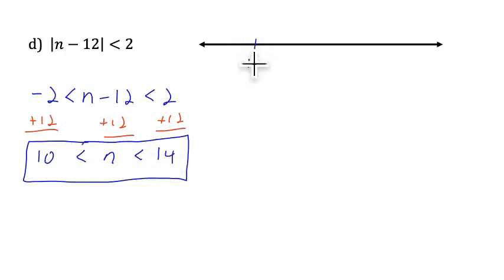Continuing with the graph, I'll put my two endpoints on here. And we'll be using open points because we do not have equal bars. And n is in between 10 and 14, so I'll be connecting those in the middle. So n is less than 14 and n is greater than 10.